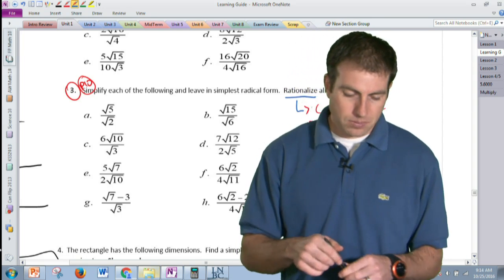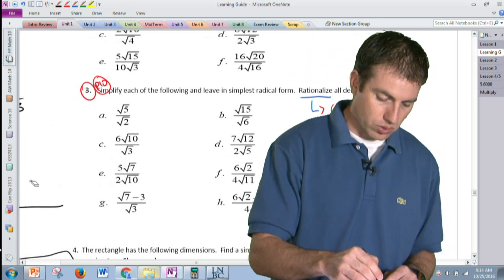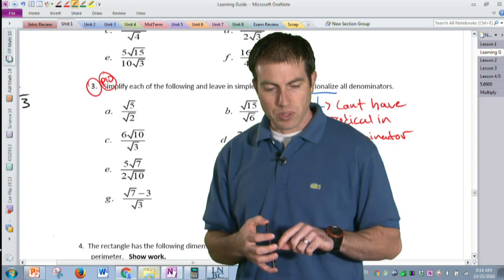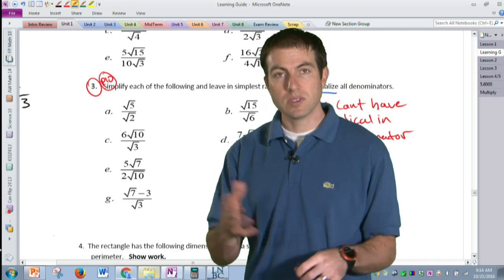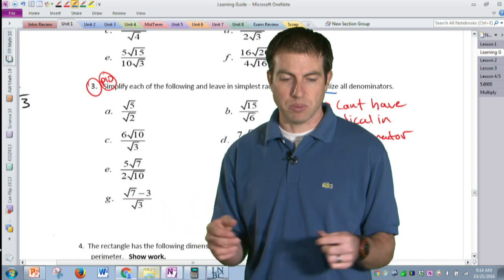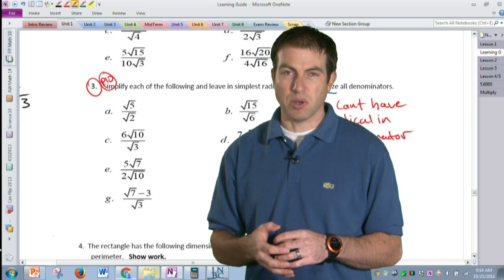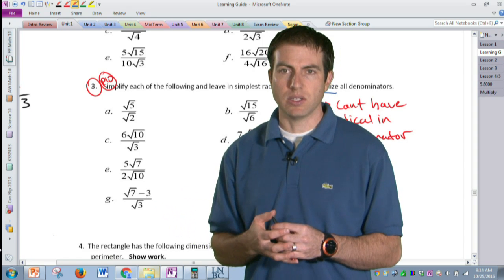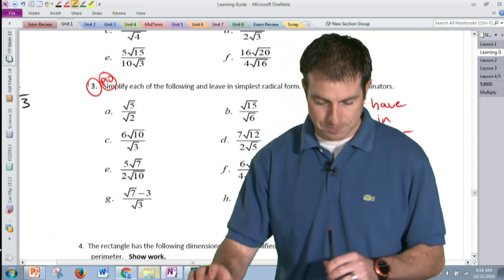So if something asks you to rationalize, and we'll actually encounter it again in the polynomials unit, when we're asked to rationalize the denominator, it just means get rid of any non-terminating decimals in the bottom. Or if you get rid of all the square roots in the bottom, generally speaking, the denominator will be rationalized.